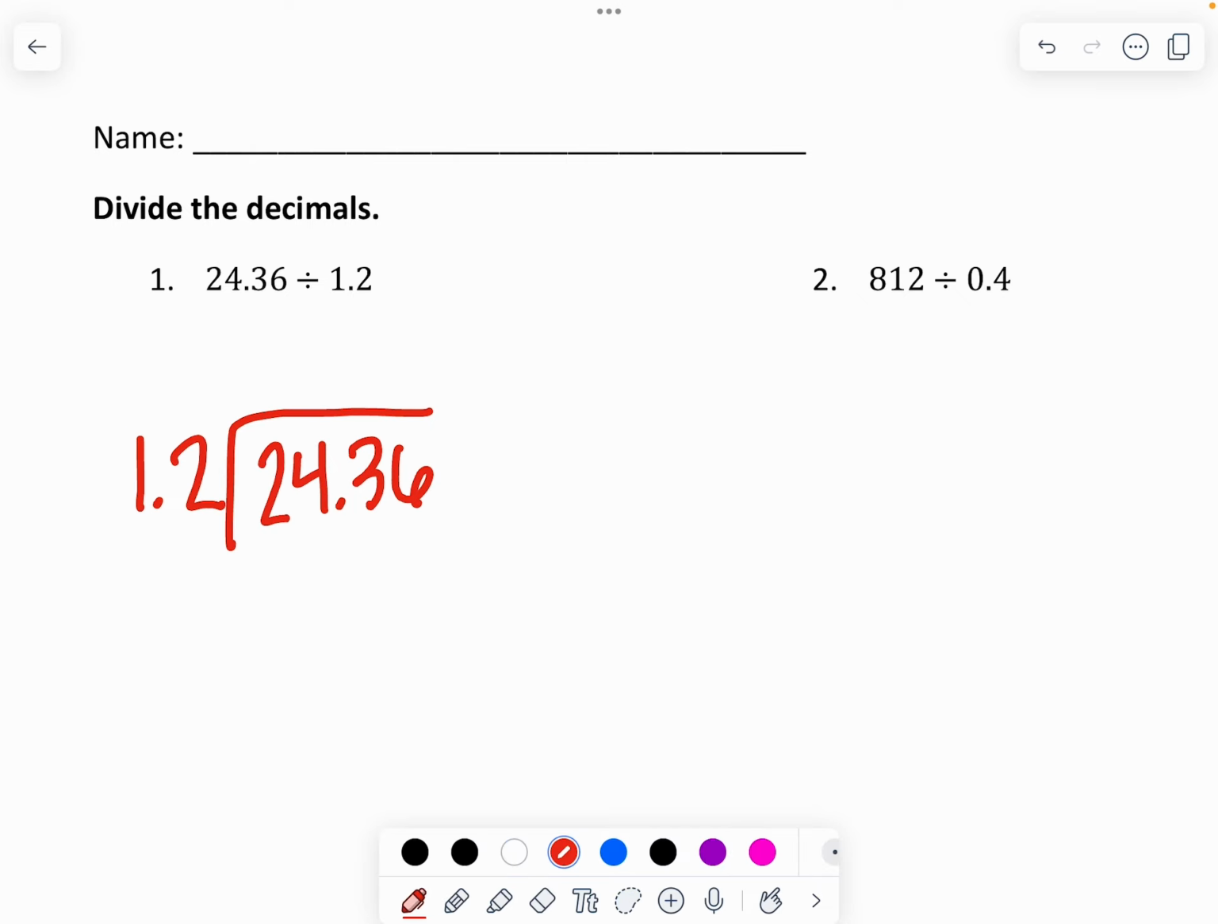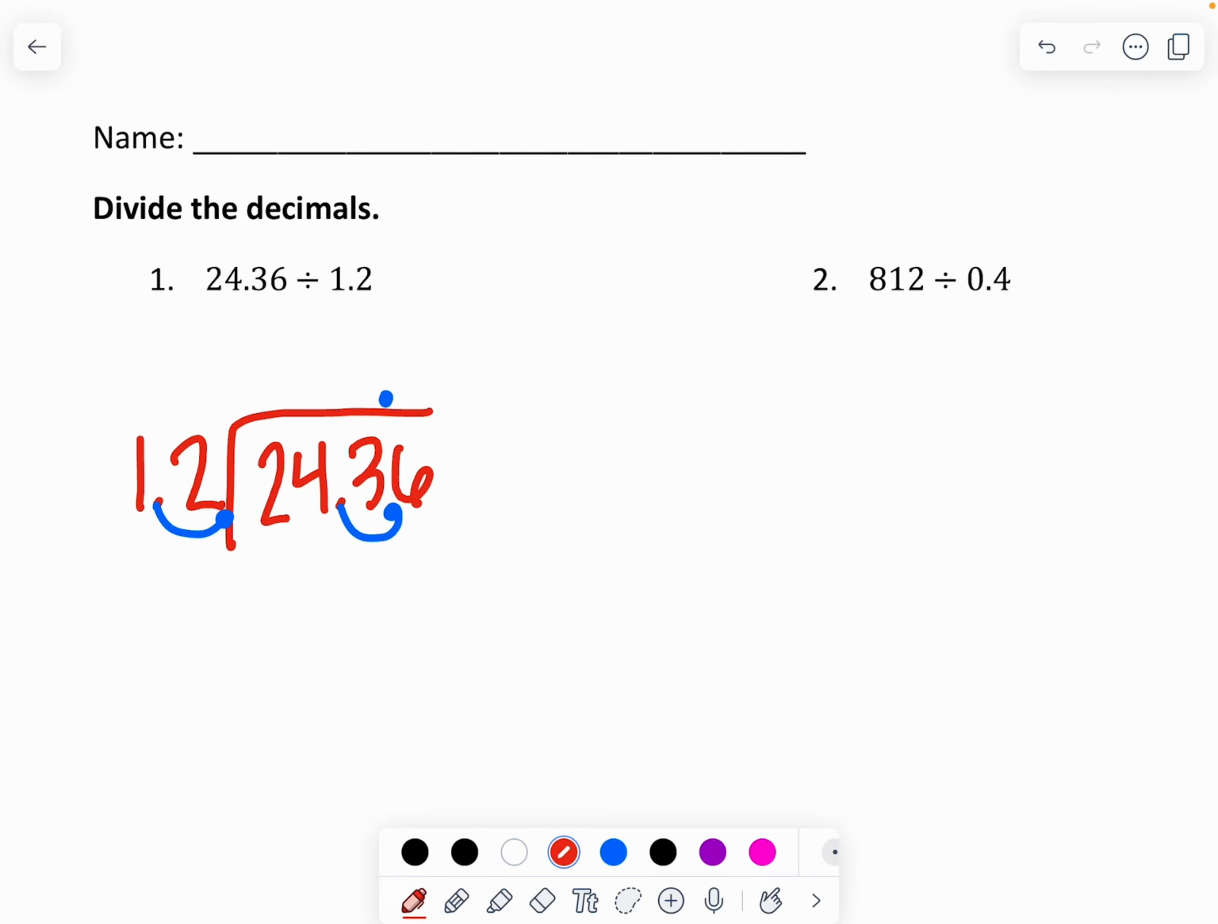Now, my first thing is I need this number to be a whole number. So that means I need to move my decimal once to the right. And whatever I do to that number, I have to do on the inside as well. So that means I have to move this decimal one to the right, and then I bring it straight up. So now this is 243.6 divided by 12.